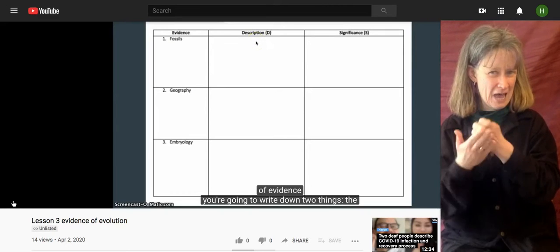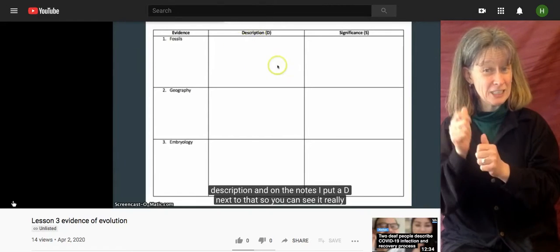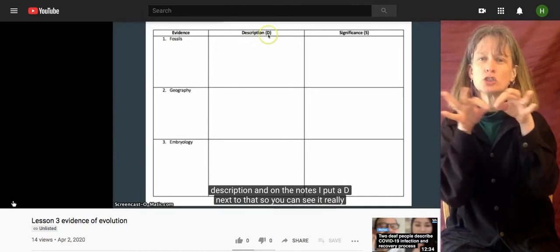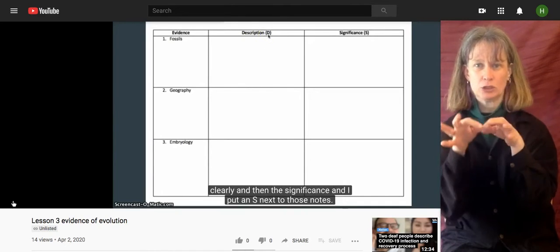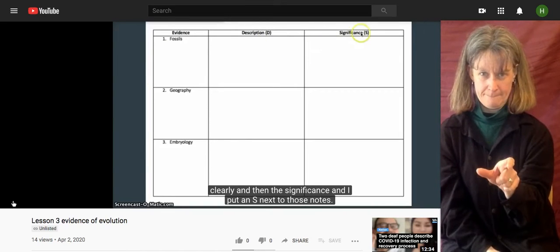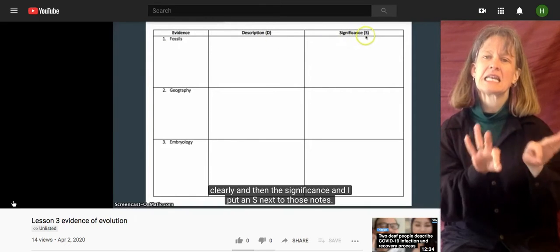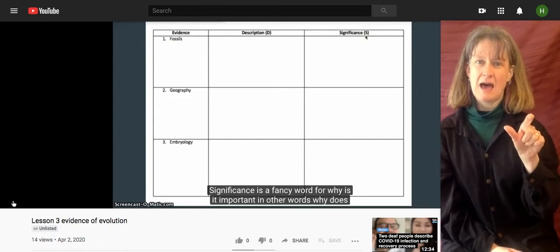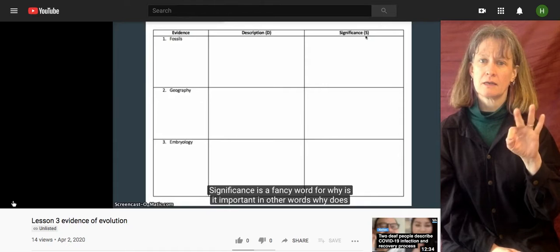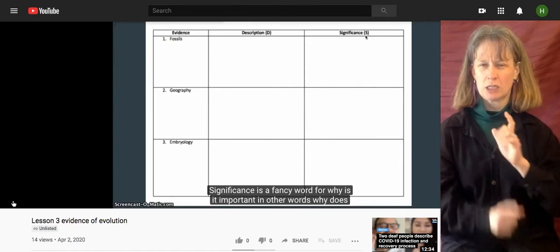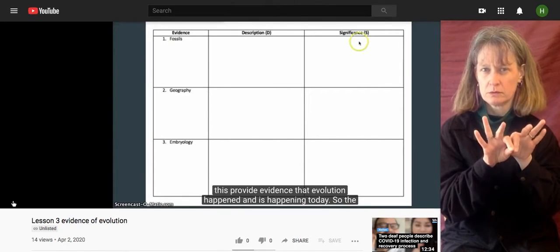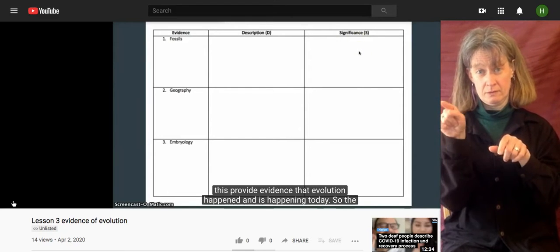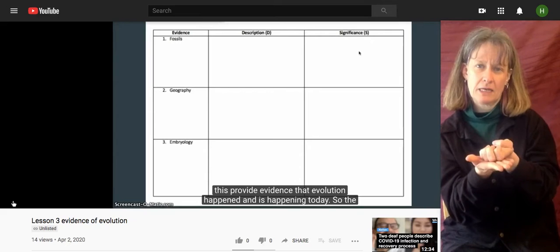You're going to write down 2 things, the description, and on the notes I put a D next to that so you can see it really clearly, and then the significance, and I put an S next to those notes. Significance is a fancy word for why is it important. In other words, why does this provide evidence that evolution happened and is happening today?